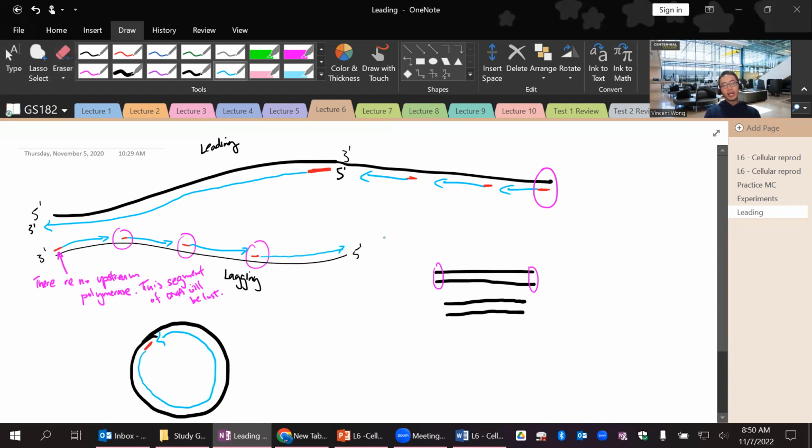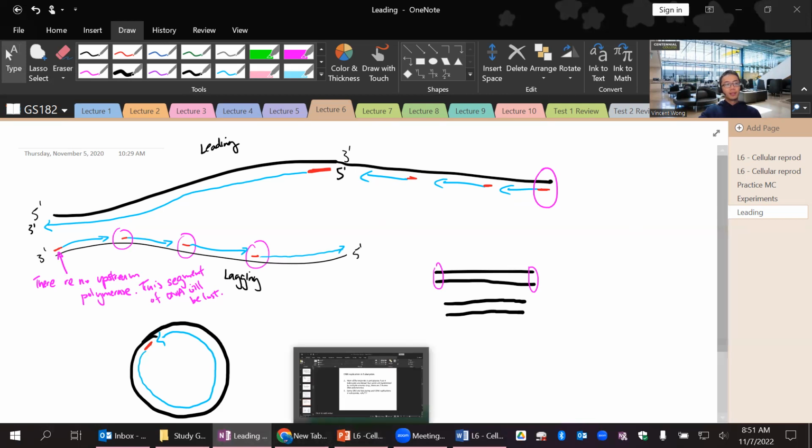But for linear DNA, the ones that we have, we don't have the luxury of doing that. So we will end up losing a little bit every time we divide. So our DNA started with this length, and it's just going to get shorter and shorter and shorter every time we divide. We okay with that? All right.